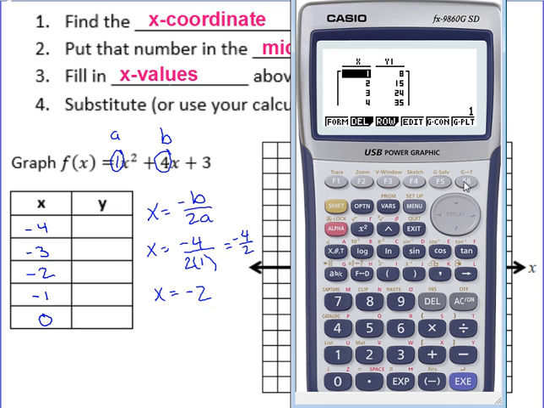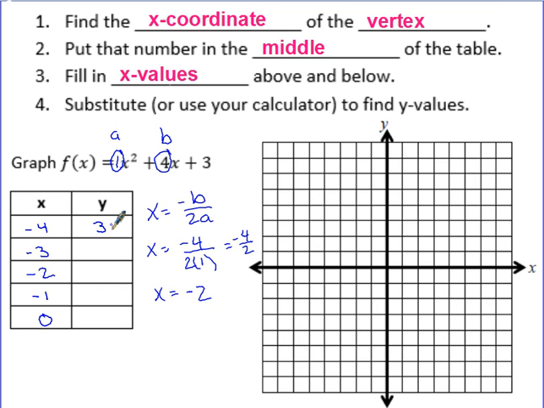Now, your table might give you different numbers. Mine is set for 1, 2, 3, 4. But in my table, I have negative 4, negative 3, negative 2, negative 1, 0. So, to get the numbers that I want, all I have to do is type them in. So I want when x is negative 4, and if I press enter, it tells me that y has to be 3. So y is 3.